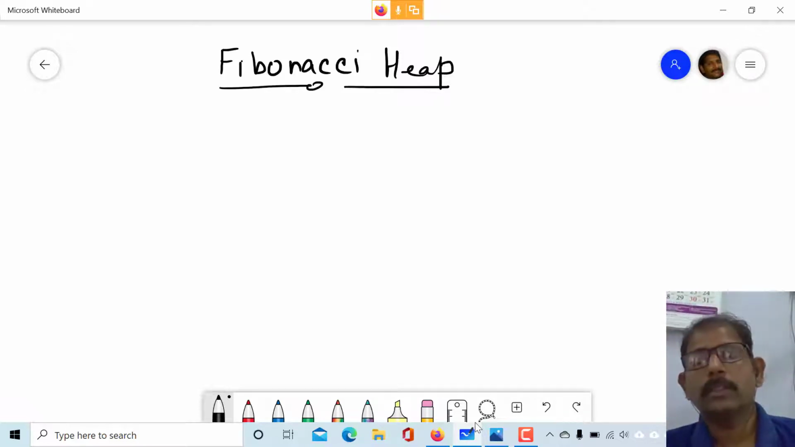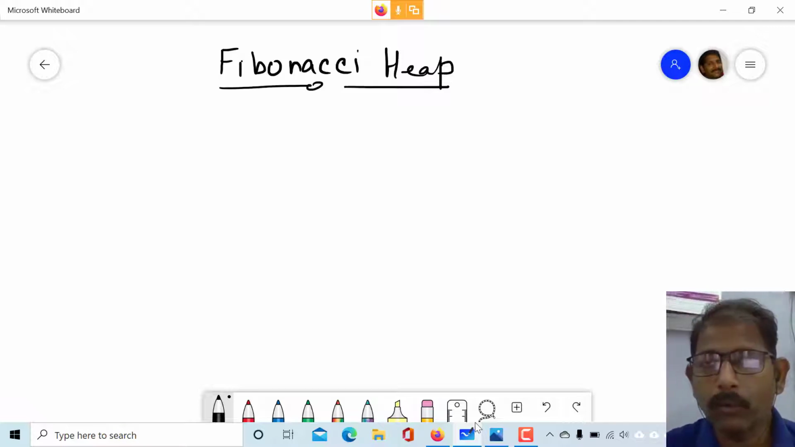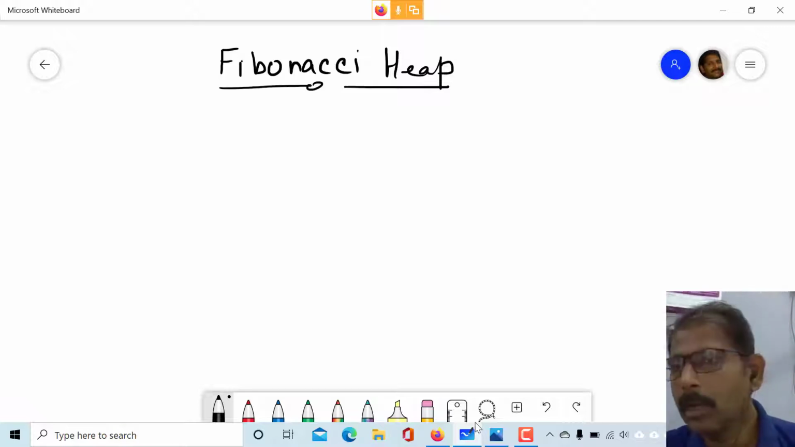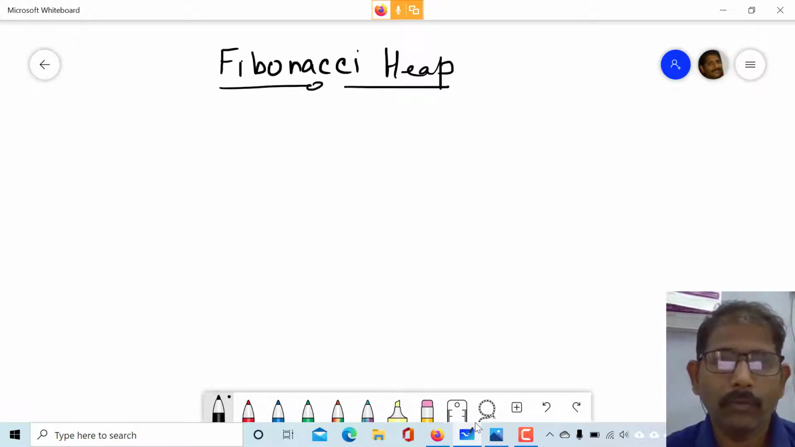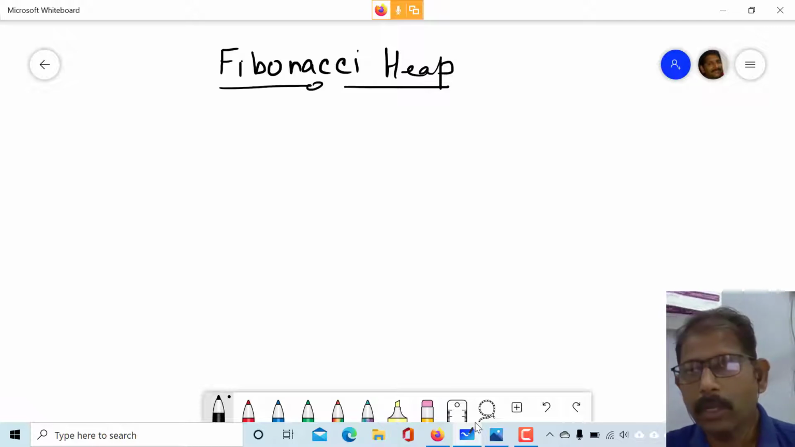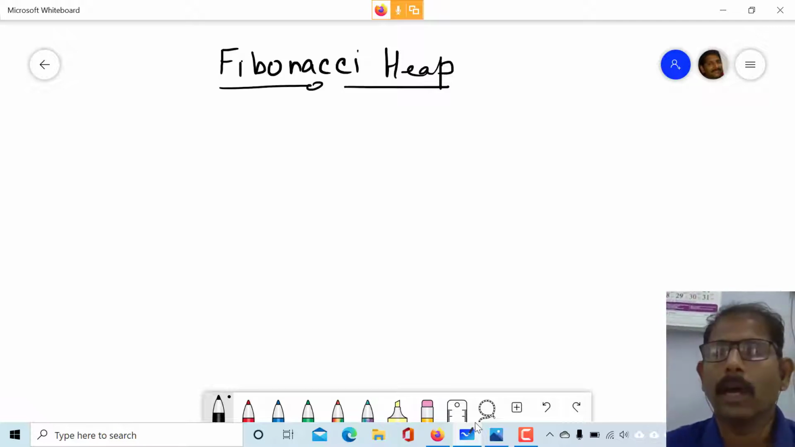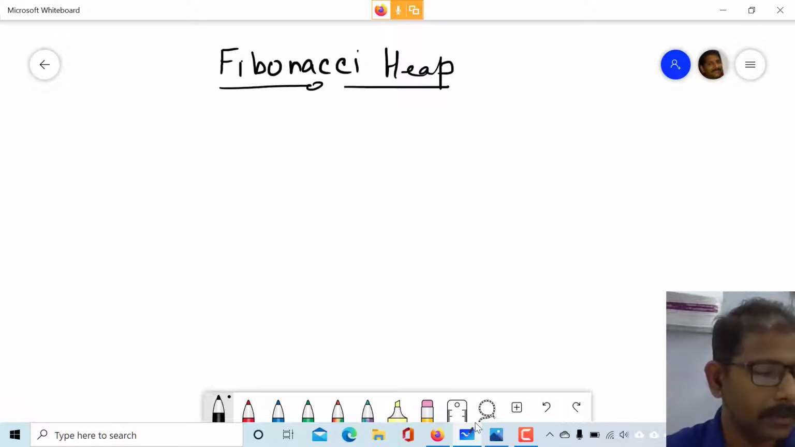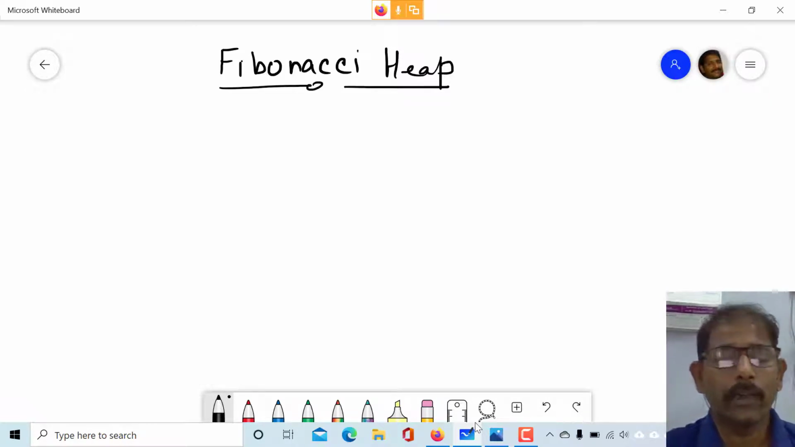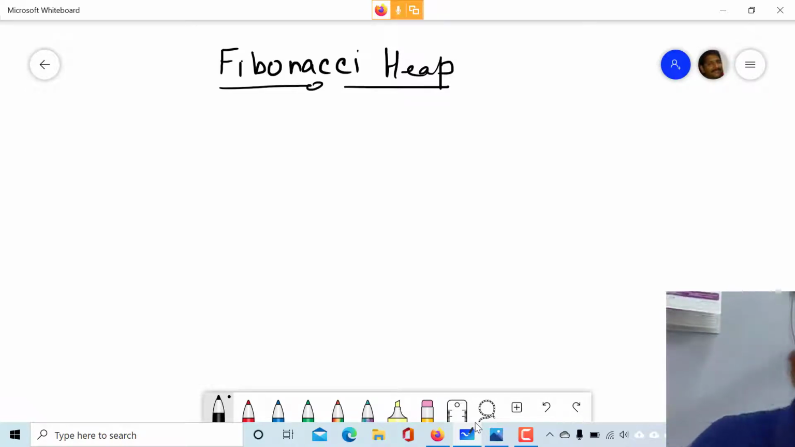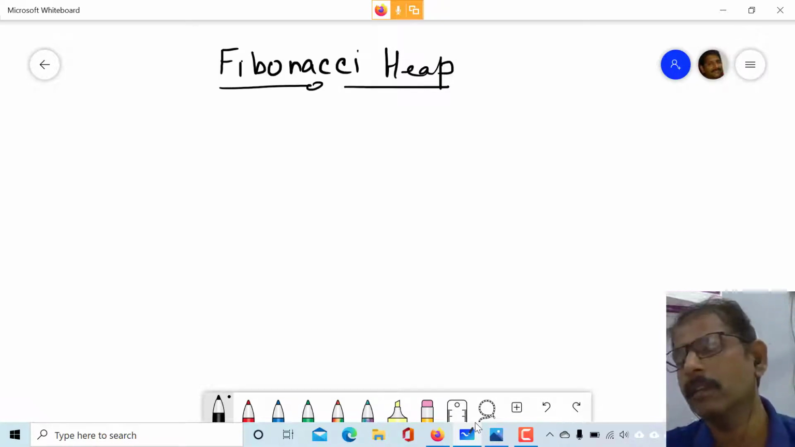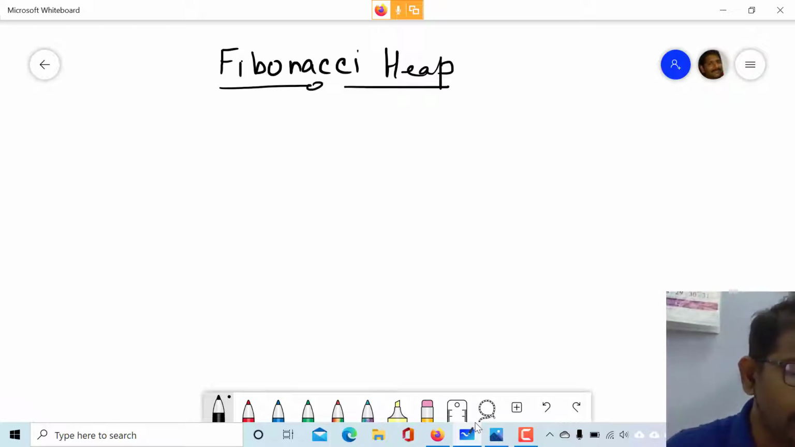The binomial heap was based on the number of nodes. That means the number of nodes in the tree will be of the order of 2. The Fibonacci heap is similar in some respects, but differs in that all the levels are directly connected to each other. So let us start the Fibonacci heap. Just like binomial heap, it has certain properties. First of all, we have to understand what these properties are.